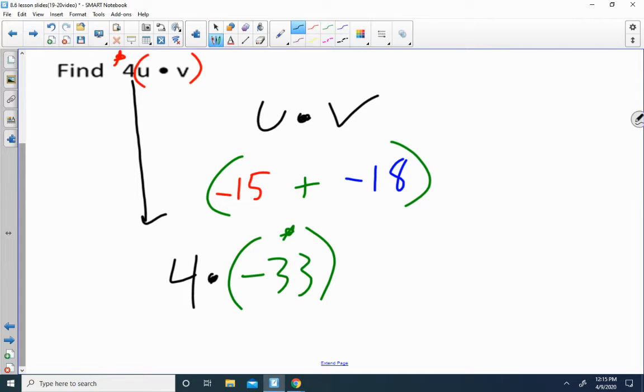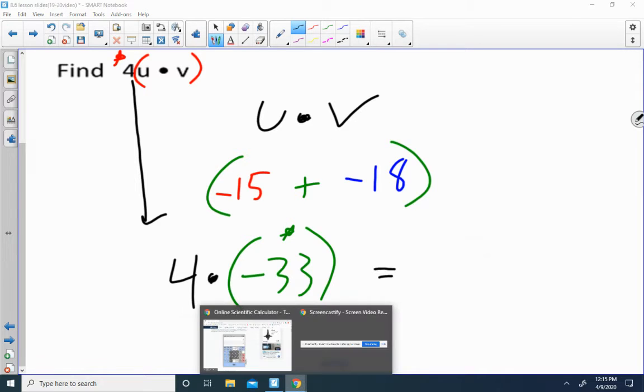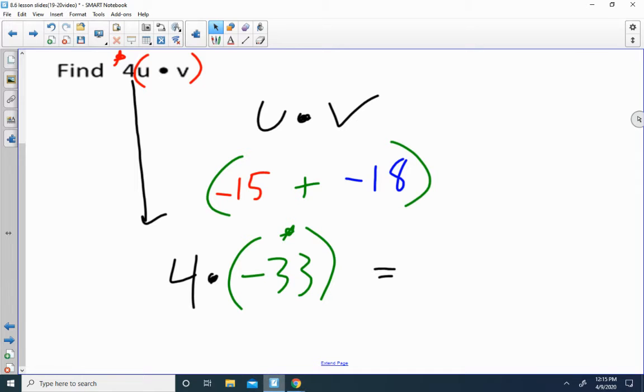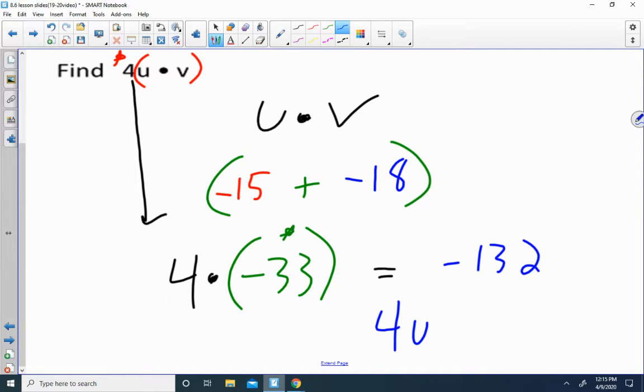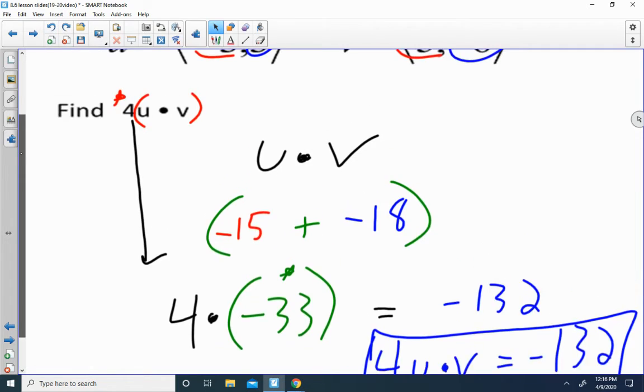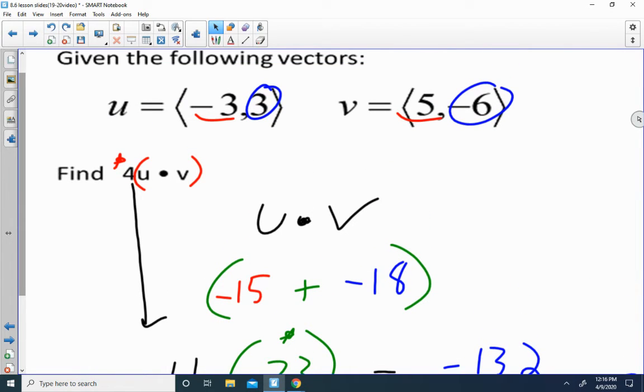Now you got to multiply by 4, and that will give us the answer, 4 times negative 33. Negative 132. So when you do 4 times the dot product of u and v, your answer should be negative 132. And there you go. Now some of you may be wondering, did I have to do the dot product first?